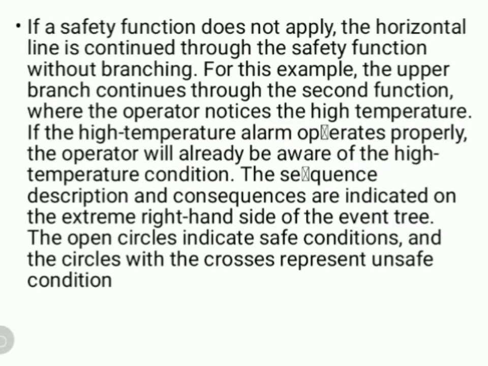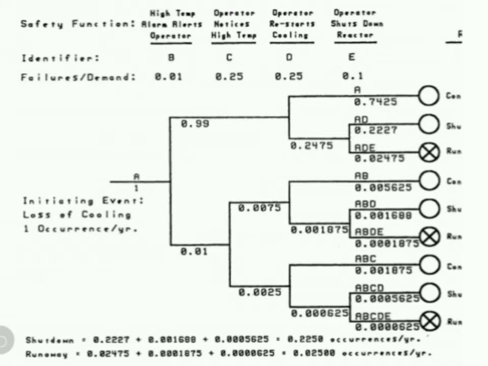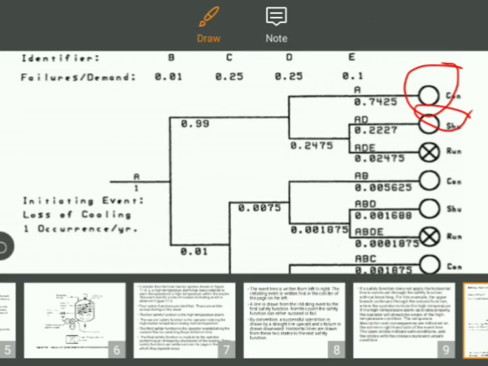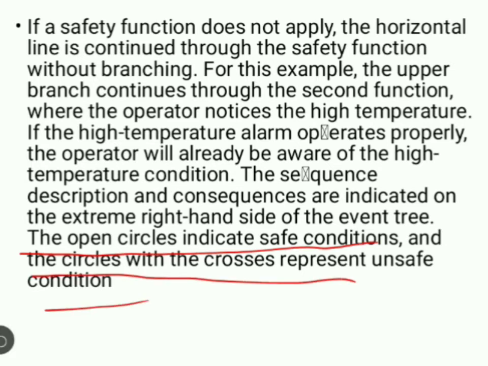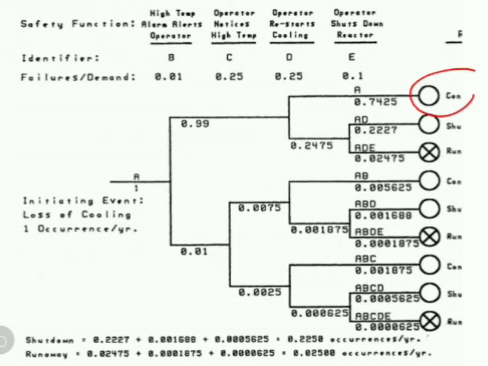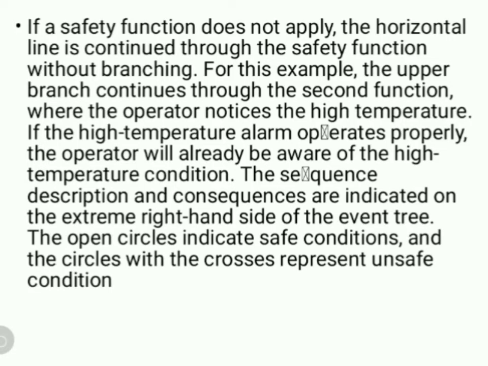The sequence description and the consequences are indicated on the extreme right hand side of the event tree. Now at the end of that line we have to draw a circle. The open circle indicates a safe condition and a circle with a cross represents an unsafe condition. So this is how we can draw. Continuing the same operation means safe operation is carried out and there is no chance of accident. Second, a shutdown can take place. If there is a cross, that means there is some problem in the plant.